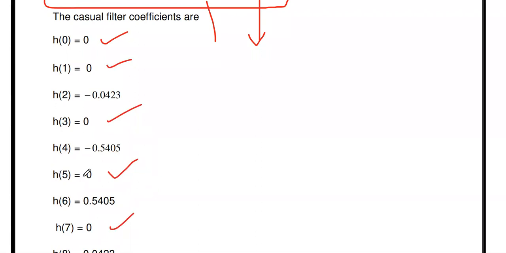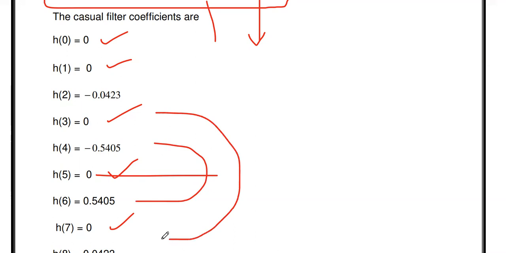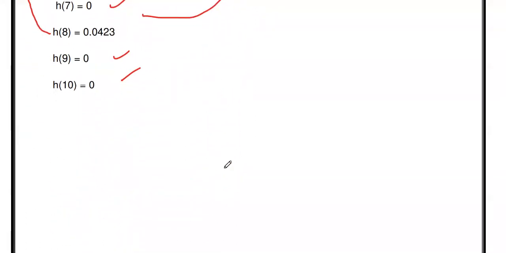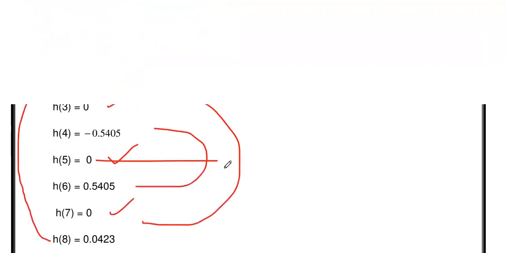About this, the center is n equal to 5. About the center, these two values are equal but with opposite sign. You see, H of 4 and 6 have the same magnitude but opposite sign, since the Hilbert transformer is an anti-symmetrical filter. Then 3 and 7 are anti-symmetrical, 2 and 8 have the same value, then 1 and 9, 0 and 10 are anti-symmetrical. So this is the design of the Hilbert transformer using the second method, the Blackman window.